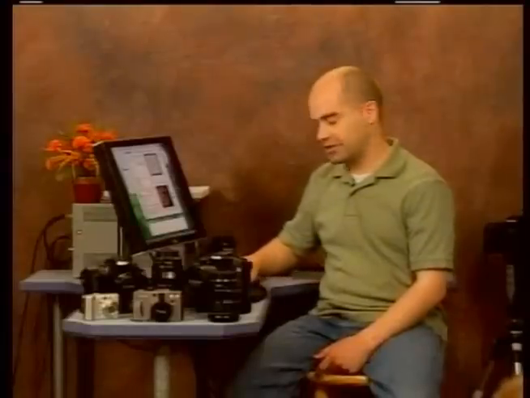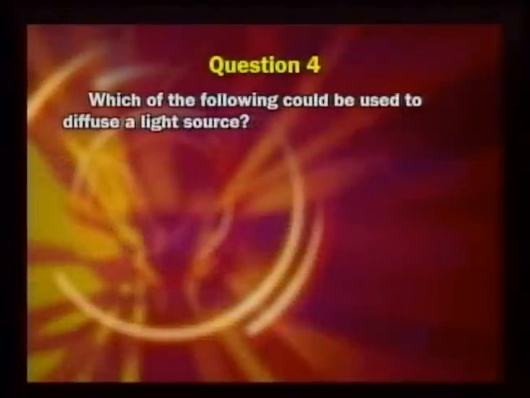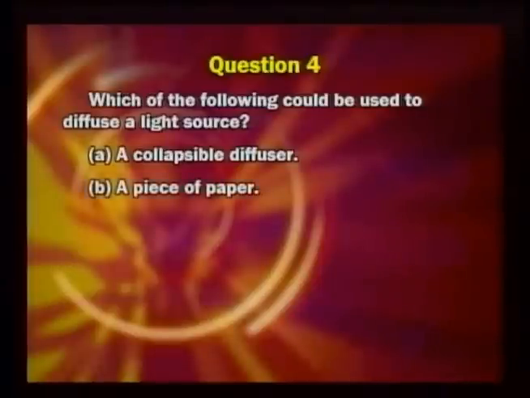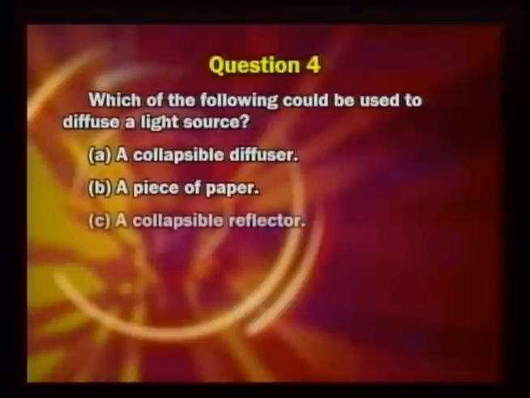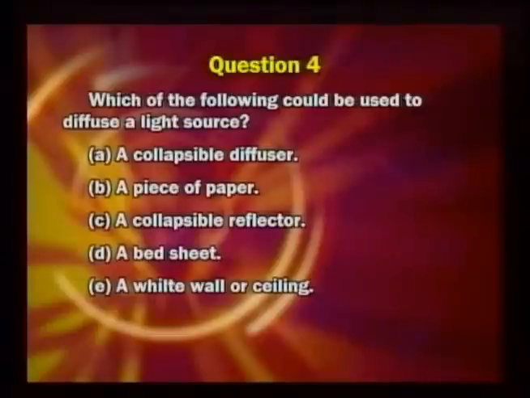All right. So, moving on to question number 4. Which of the following could be used to diffuse a light source? A, a collapsible diffuser. B, a piece of paper. C, a collapsible reflector. And D, a bed sheet. Oh wait, and we have an E on this one. A white wall or ceiling. What can be used to diffuse a light source?